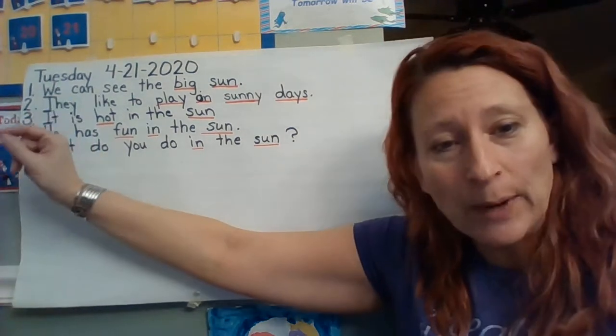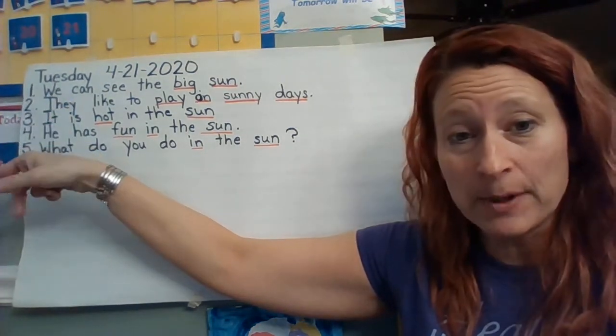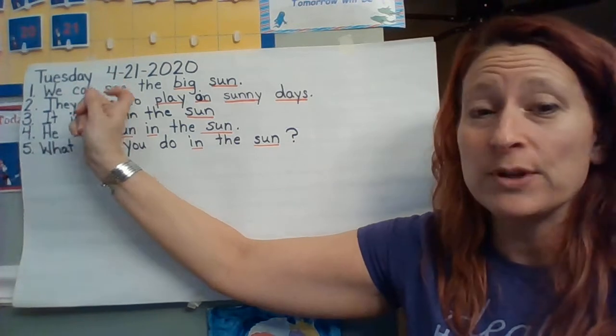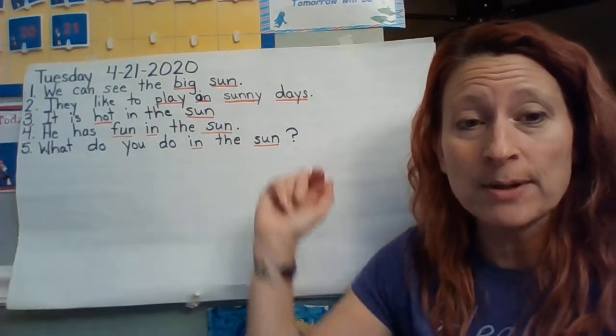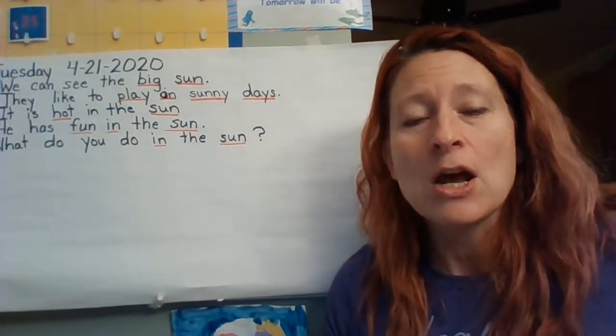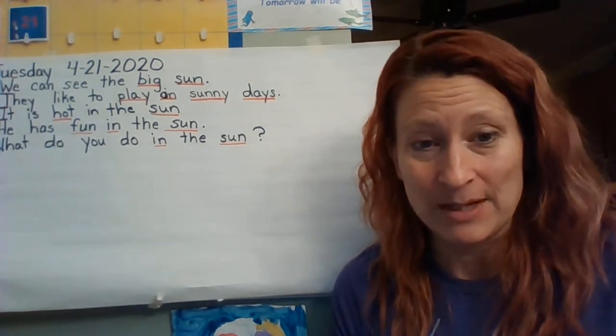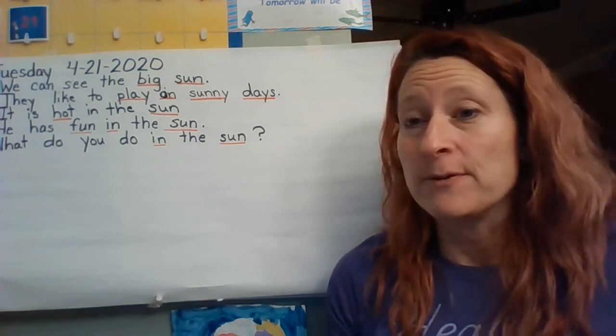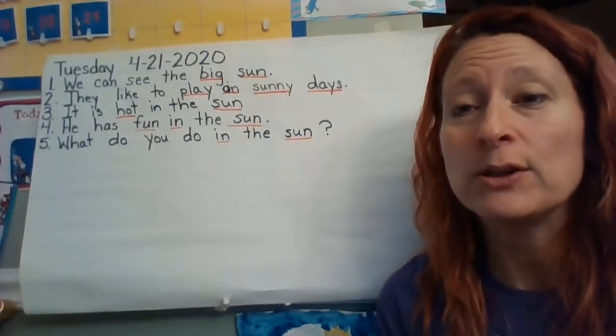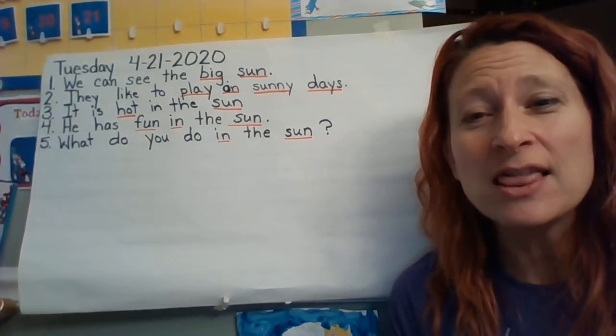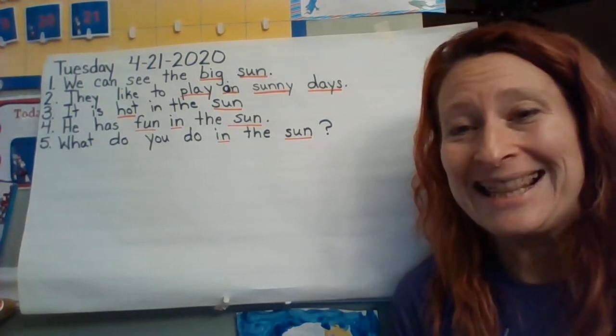Okay, when we write a sentence, remember we always start with an uppercase letter. We always put spaces between our words, and we put a period at the end of our sentence, question mark if it's a question, and an exclamation mark if we're using excitement. All right, so if we look at those sentences and we look at those words, you can see that there's a lot of our trick words in there.